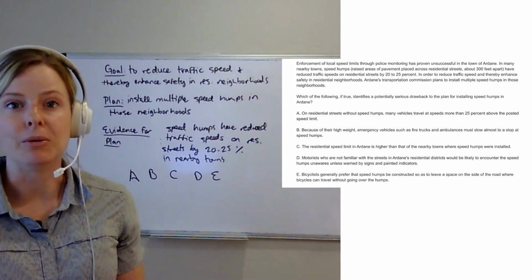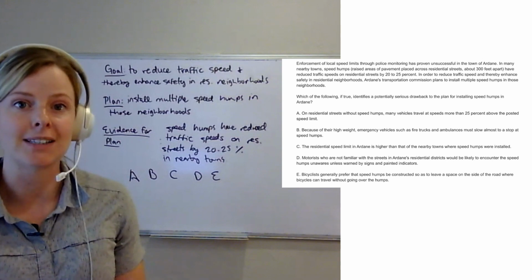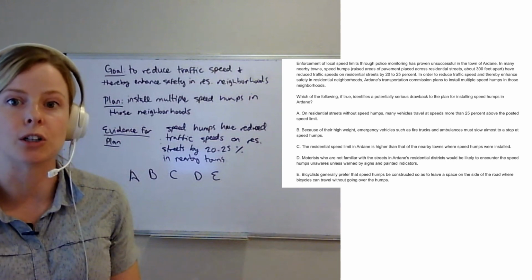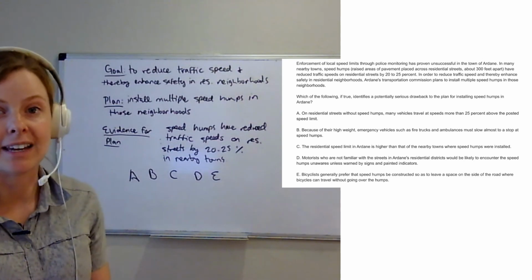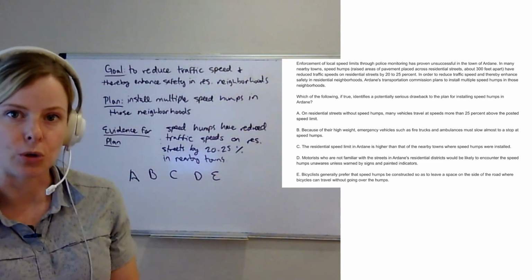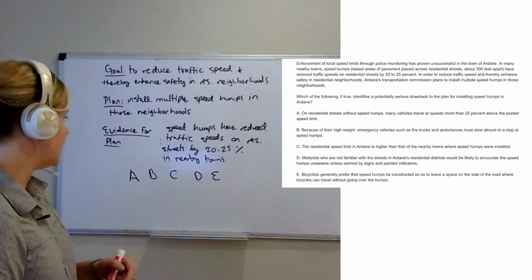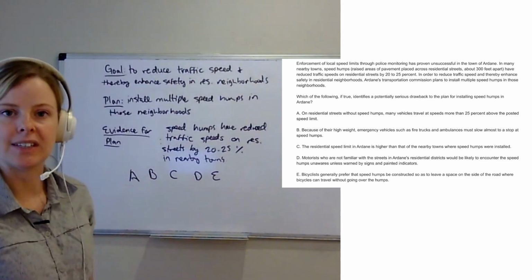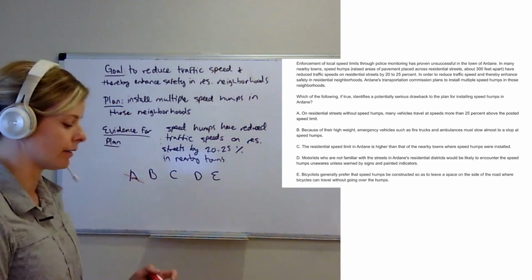We also have no additional information about safety or anything like that. So all we can say is, well, if they reduce it 20 to 25%, then we will, in fact, reduce traffic speed and increase safety, even if that's not quite enough to really reduce everyone down to the actual speed limit itself. So after reading A, I still think that these speed humps seem like a good idea. So we will go ahead and eliminate A, not really a serious drawback.